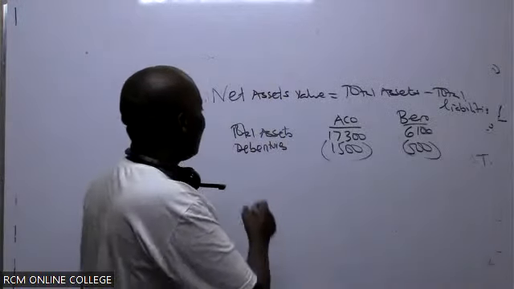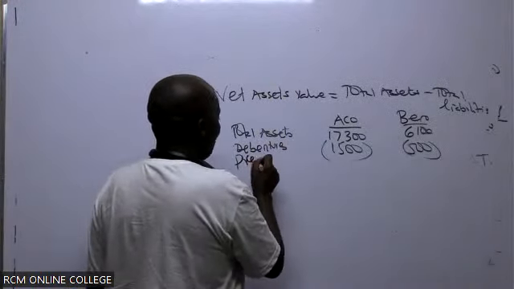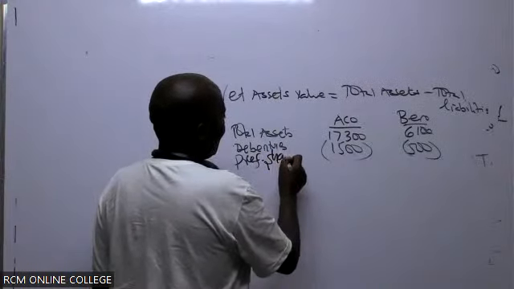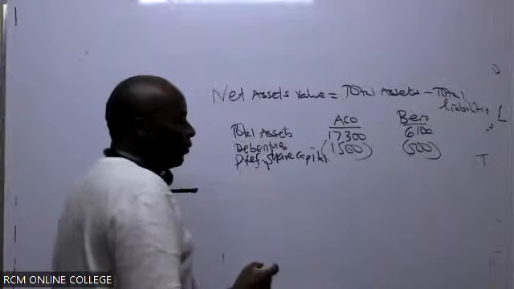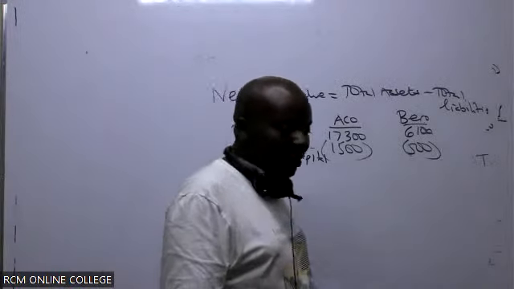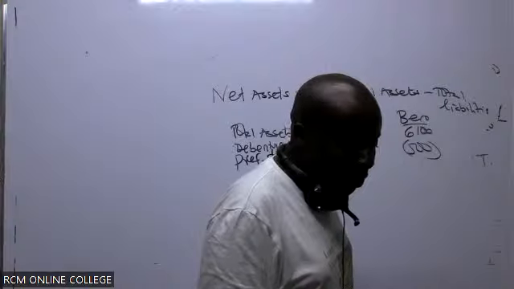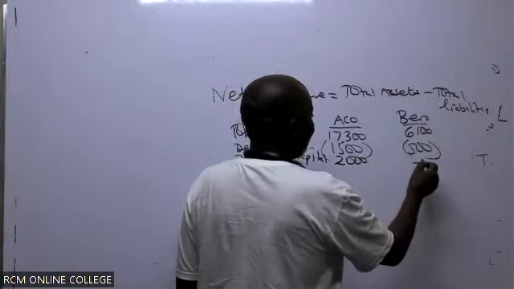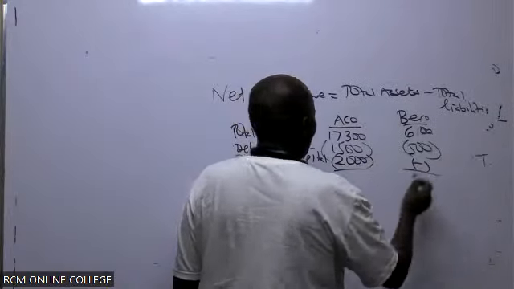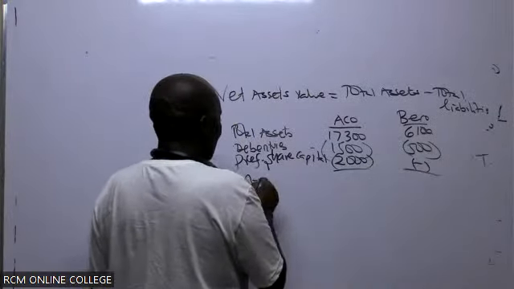So in this case, we deduct preference share capital. What do we have here? For ACO it is 2,000. The other one doesn't have any. So 2,000, nothing. Then we have here our net assets.